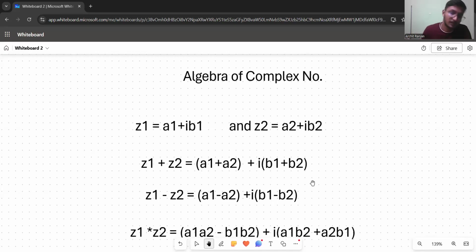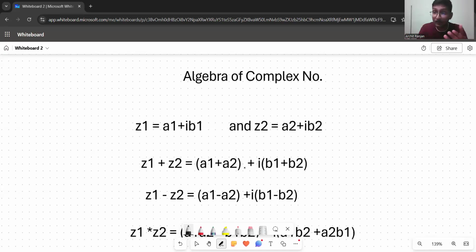Now, obviously, when we are going to add two complex numbers, let's say we have Z1 and Z2. If Z1 is A1 plus iota B1 and Z2 is A2 plus iota B2, where A1, B1, A2, B2 are real numbers, what if we add them? I have written the result as (A1 plus A2) plus iota (B1 plus B2). Basically, I'm trying to separate the real part and the imaginary part time and again.